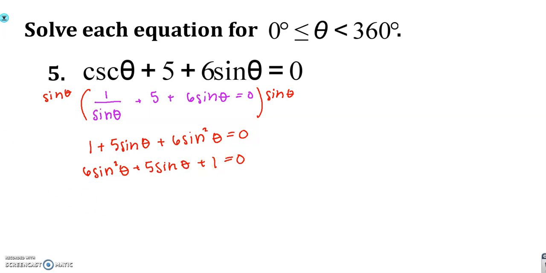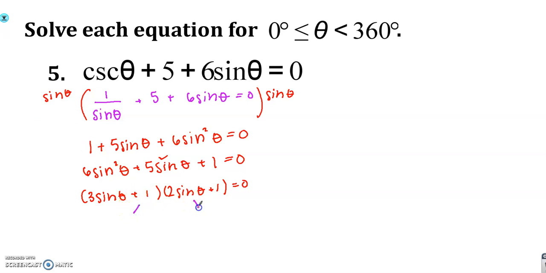And then I can go ahead and factor this one. So what multiplies to 6 sine squared? I'm going to try 3 sine of theta and 2 sine of theta. And then what multiplies to +1 is just going to be +1 and +1. That'll give me 3 plus 2 sine of theta. That'll add up to the 5.